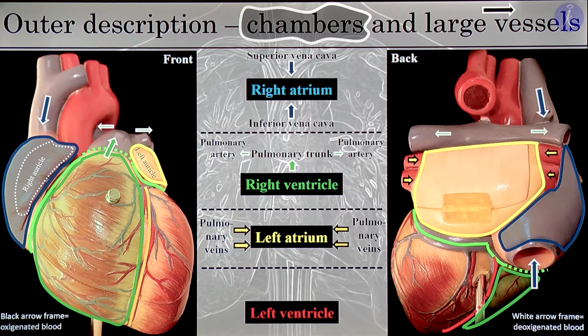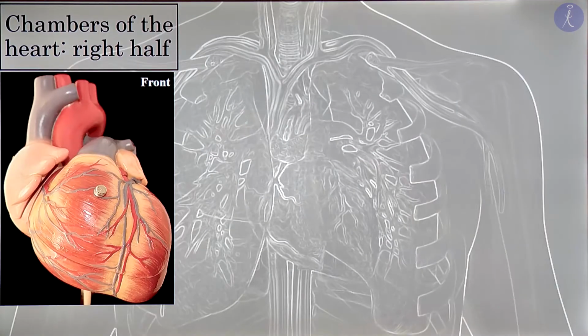The last chamber is the left ventricle; anteriorly and posteriorly, you can see that. And from the left ventricle starts the aorta, what you can see here on the front view and here on the back view. In the next slide, we can see the right half of the heart. Mostly the inner surface of these chambers we will see.